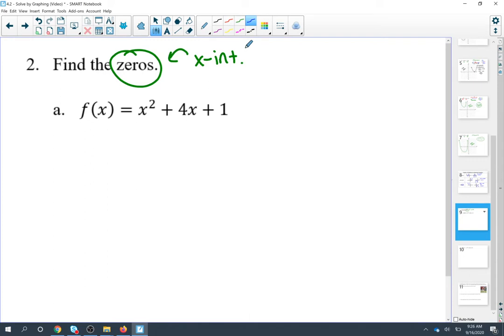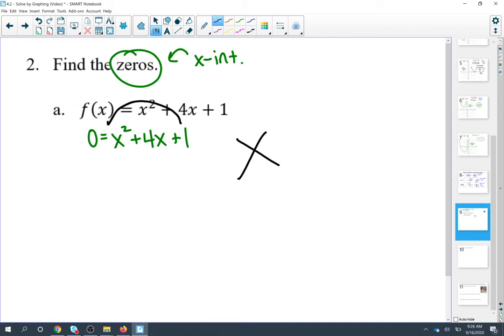So if I want to find the zeros of the graph, which are the x-intercepts, the way we find x-intercepts is we substitute a 0 in for y. So we're going to have the equation 0 equals x squared plus 4x plus 1. If we solve this, we would solve it for x, which would give us the x-intercepts of our graph. The way we find our x-intercepts of our graph is we factor.